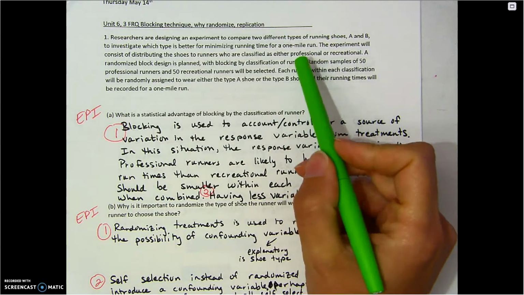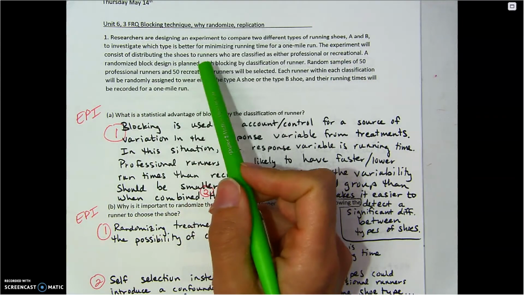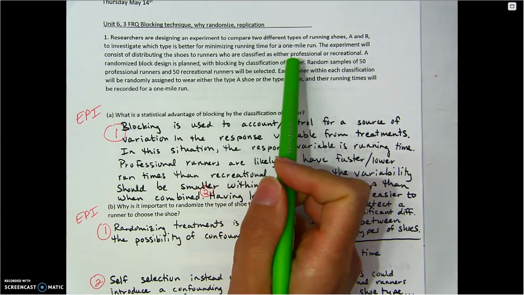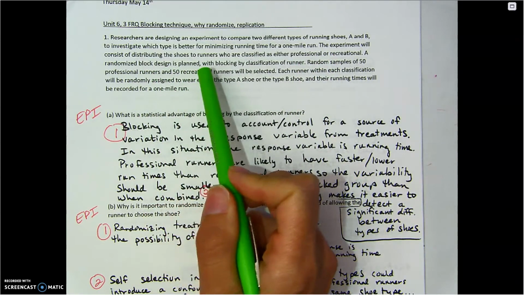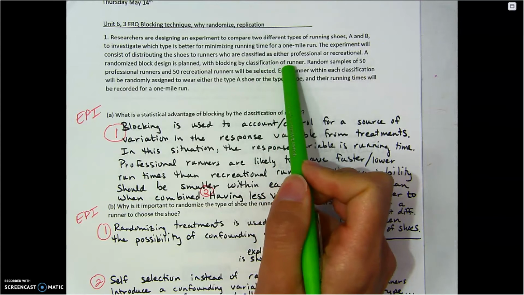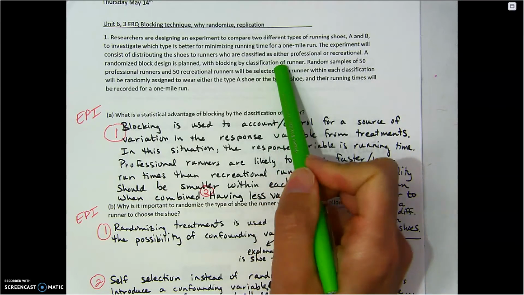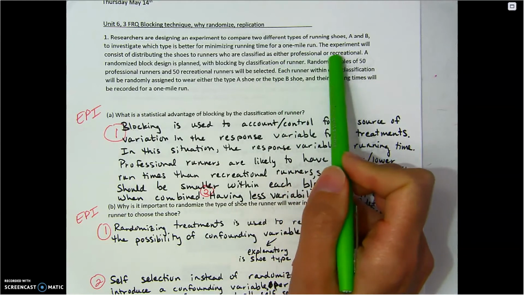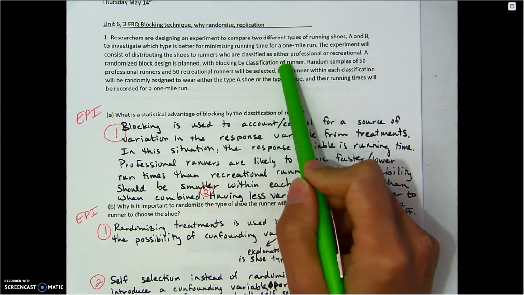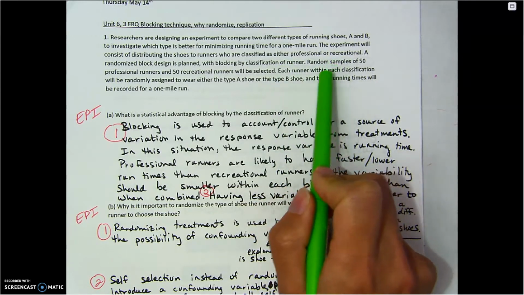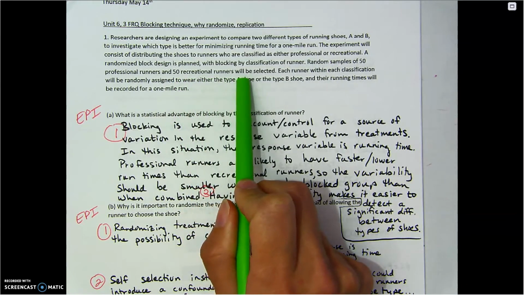Interesting. So I wonder if you can really make faster shoes. The experiment will consist of distributing the shoes to runners who are classified as either professional or recreational. A randomized block design is planned, with blocking by classification of runner. Right, so that's a nice form of control for lurking variables, right? You might have faster runners versus slower runners, and you want to try and alleviate any confounding or lurking issues in the background. Random samples of 50 professional runners and 50 recreational runners will be selected.